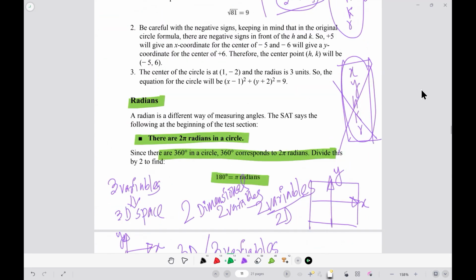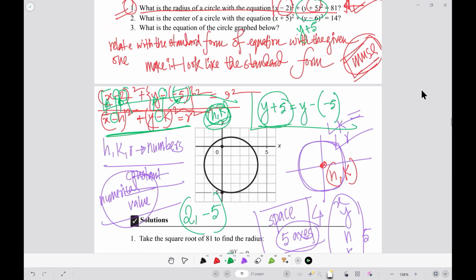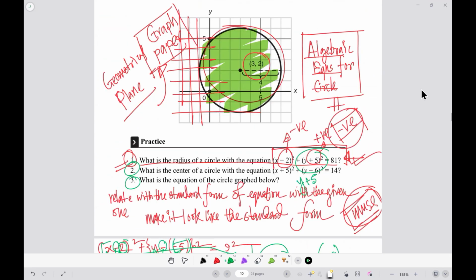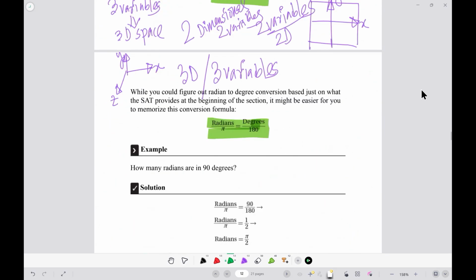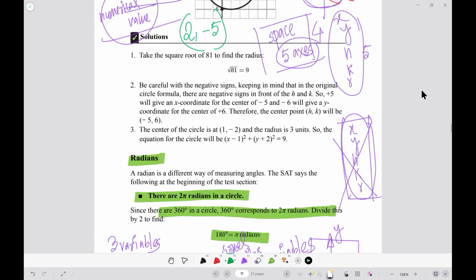Solve some problems. This problem 2, 3, yeah, we will talk about that. What is the center of the circle with the equation? The same approach. They're just manipulating the equation and finding out the (h, k) value. As simple as that.